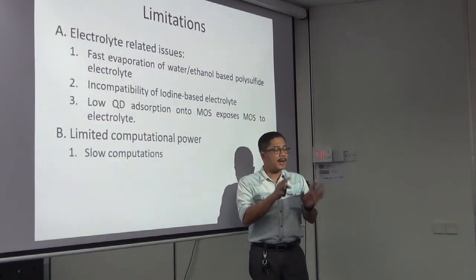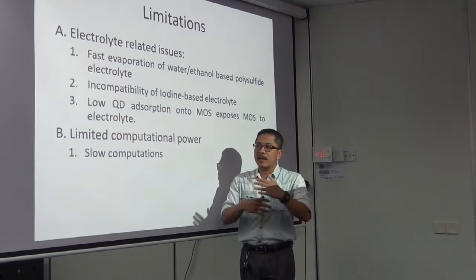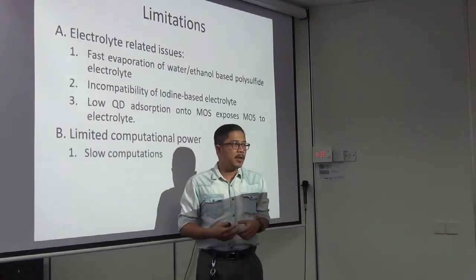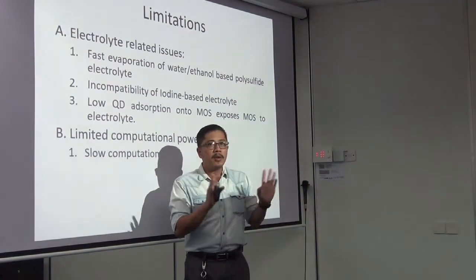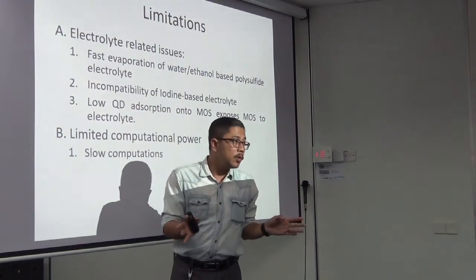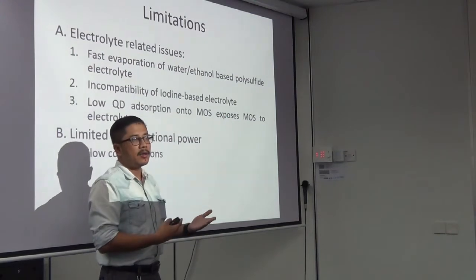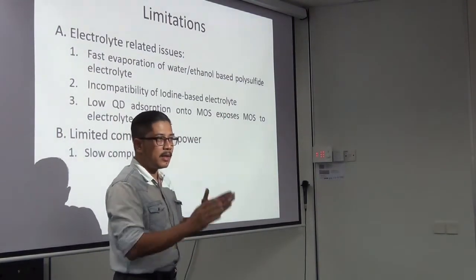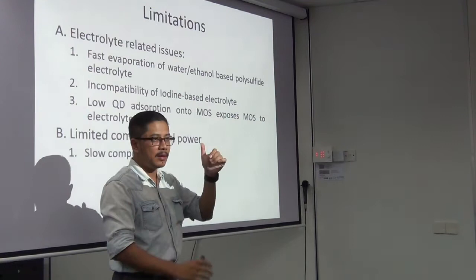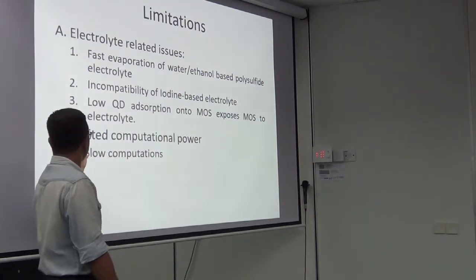Unlike quantum dots, the dye could adsorb and cover the surface of the MOS perfectly because dyes have functional groups. Quantum dots don't have any functional groups, so we need to use a ligand. But if we want to use a ligand, the energy level of the ligand should be studied carefully, such that the energy level alignment must be tallied.